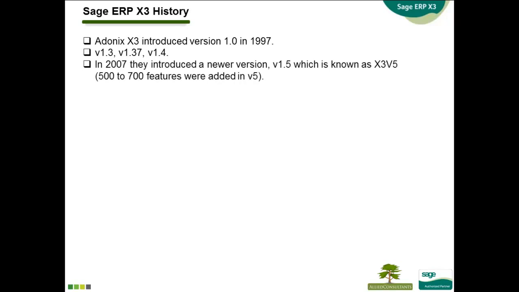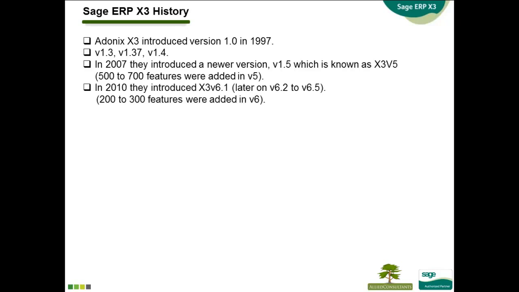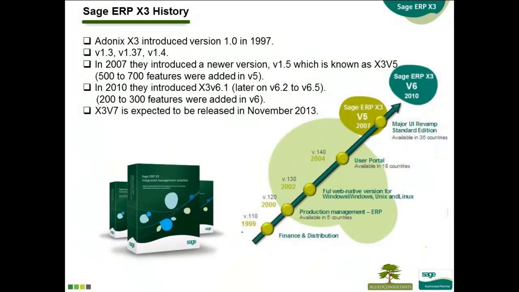Moving towards some history of Sage ERP X3. Adonix X3 version 1 was introduced in 1997. Following the success of version 1, versions 1.3, 1.37, and 1.4 were then released. Sage acquired Adonix in 2005 and rebranded the product to Sage ERP X3. In 2007, version 1.5 was introduced, which is also known as X3 V5. Sage claimed that in version 5, 500 to 700 features were added, while in version 6, 200 to 300 more features were added. Version 7, which is X3 V7, is expected to be released in November 2013.